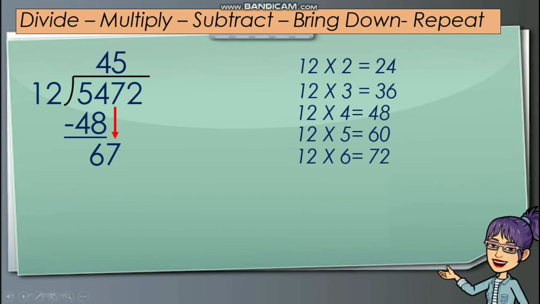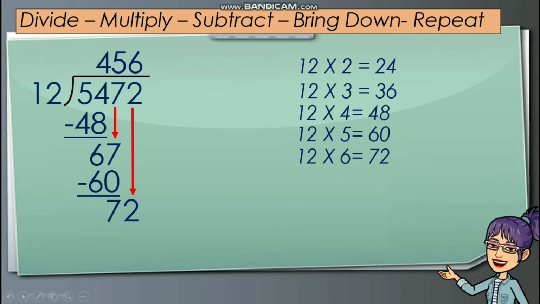Multiply 12 times 5 is 60. So we are going to subtract 60 from 67. 67 minus 60 is 7. Then bring down the next digit, which is 2. Then we will divide 72 by 12. Here on our copy on the right side, we have 12 times 6 is equal to 72. So it means 72 divided by 12 is 6.